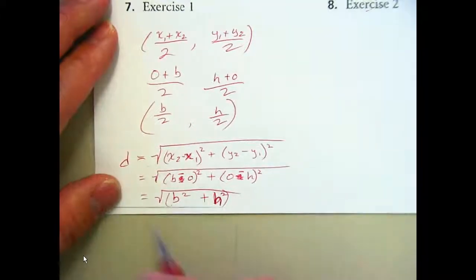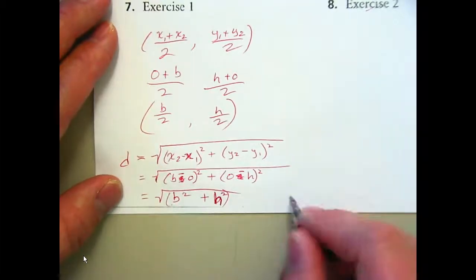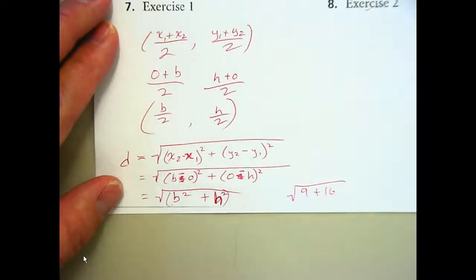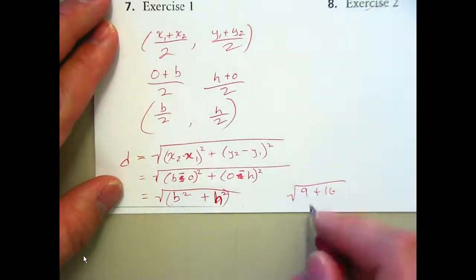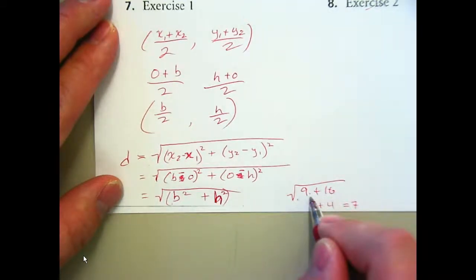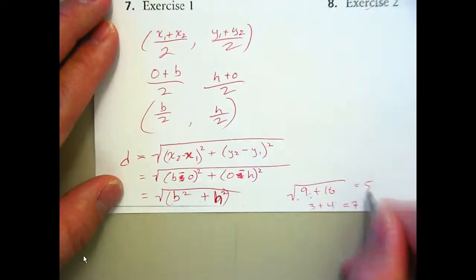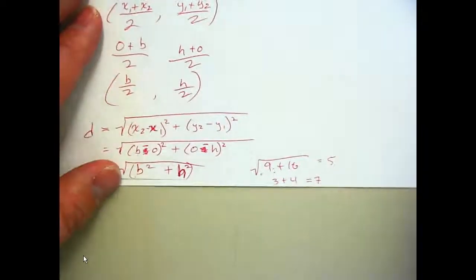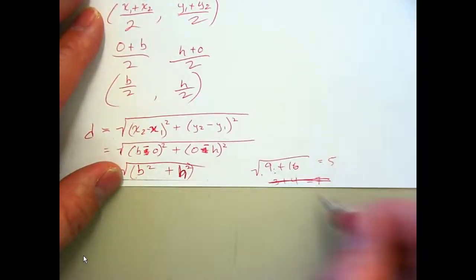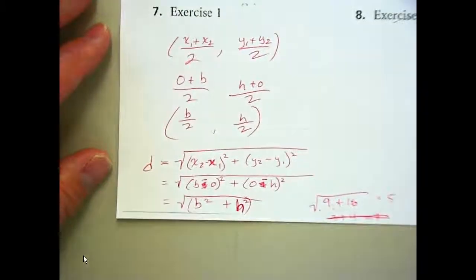Okay, so for those of you who just took the square root and called it b plus h, remember, that doesn't work. If you had the square root of 9 plus 16, well, the square root of 9 is 3 and the square root of 16 is 4. If you just said that, that's equal to 7. Well, what is 9 plus 16? 25. What's the square root of 25? 5. Okay? So those two things don't gel. You can't do that. You have to add them up first. Any questions there?